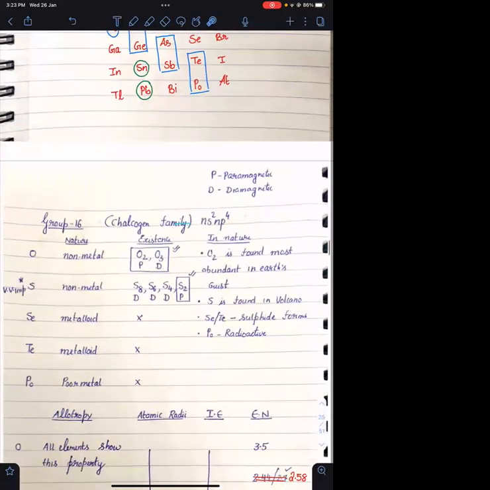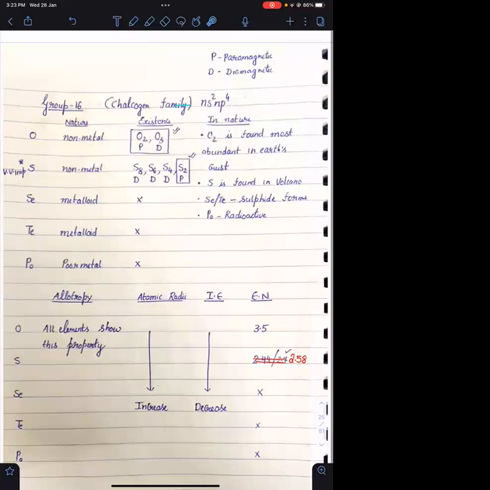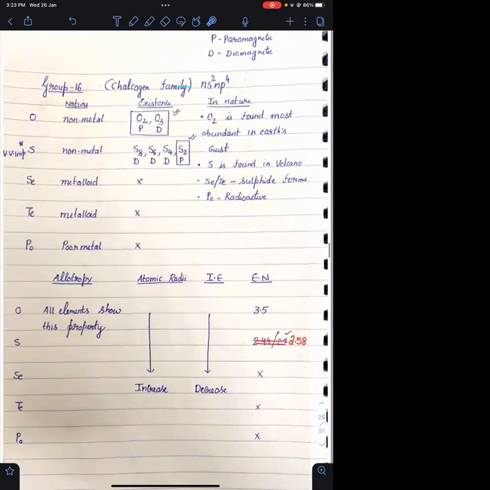Okay, moving ahead. Down the group, the metallic nature increases and the non-metallic nature decreases. As a result, these two are non-metals, these two are considered metalloids, and polonium is considered a poor metal. Existence: only oxygen and sulfur can exist in the free state. Free state means they exist only as oxygen atoms or only as sulfur atoms. All the rest exist in the combined state.